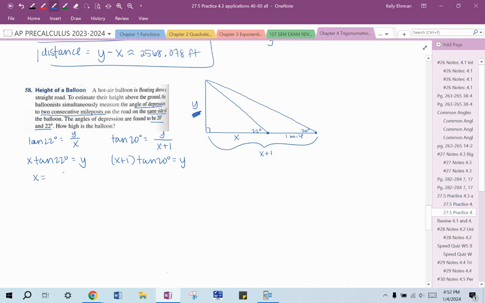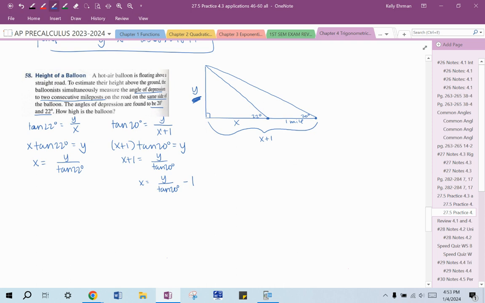I can say x equals y divided by the tangent of 22 degrees. And I'm going to divide by tangent. x plus 1 equals y divided by tangent of 20. And subtract 1. So x equals y divided by tangent of 20 degrees, minus 1. So now I have the equation so that they're both x equals, and then when I set them equal to each other, I only have y's left in the equation. And that's what I want to solve for anyway. So this is just one way to do this.